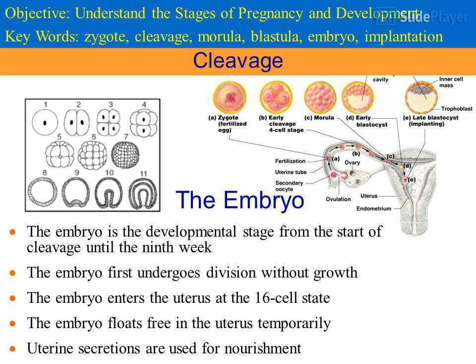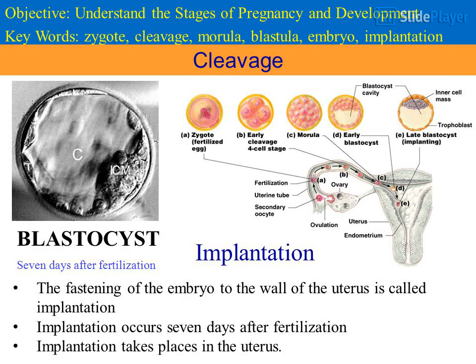Cleavage. The embryo. The embryo is the developmental stage from the start of cleavage until the 9th week. The embryo first undergoes division without growth. The embryo enters the uterus at the 16-cell state. The embryo floats free in the uterus temporarily. Uterine secretions are used for nourishment. Implantation. Cleavage. Blastocyst.